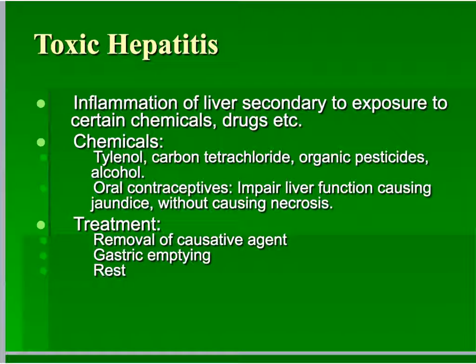Toxic hepatitis is inflammation of the liver secondary to exposure to certain toxins, certain chemicals or drugs like Tylenol, carbon tetrachloride, organic pesticides, alcohol. Oral contraceptives too may impair liver function, causing jaundice without causing necrosis. Removal of the causative agent is important. Gastric emptying, we put a nasogastric tube and empty the abdominal cavity so it takes stress from the GI tract and the liver, and providing them with adequate rest is also important. Activity pacing, energy conservation is important.